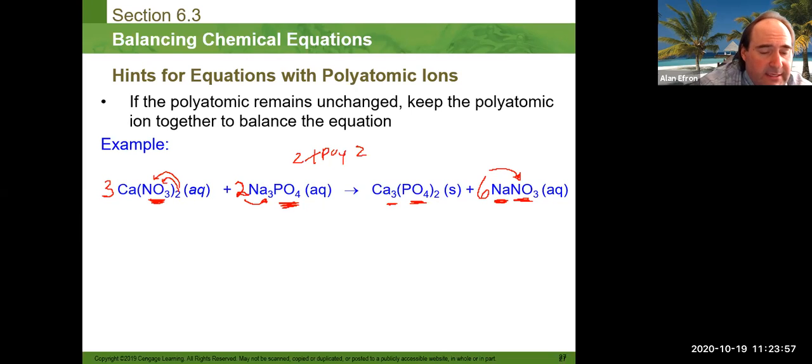So sometimes it's easier and a lot faster when you're balancing equations that have polyatomic ions on both sides to keep those polyatomic ions together and balance them as whole units rather than having to go element by element and factoring in the twos and all that kind of stuff. Sometimes people will make mistakes on that. Any questions on that?